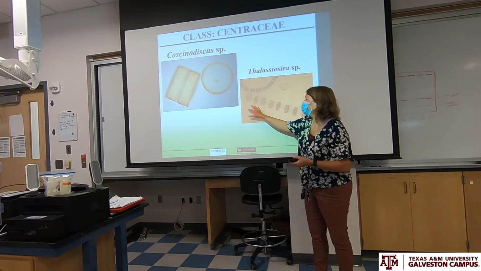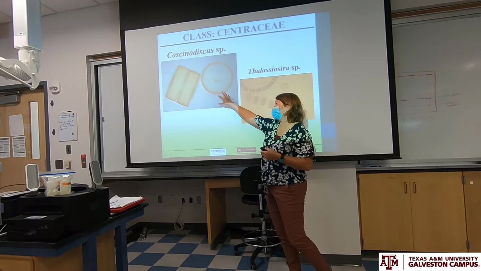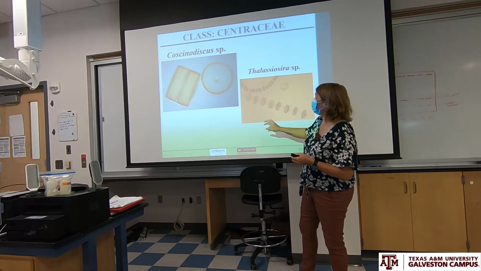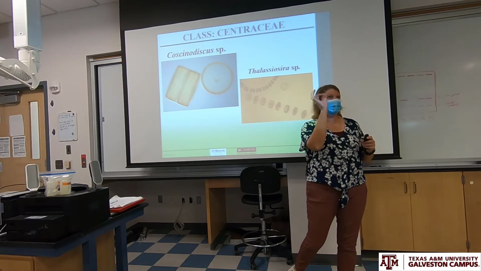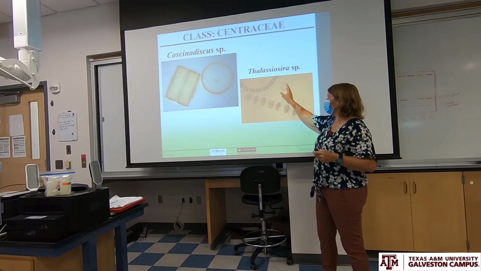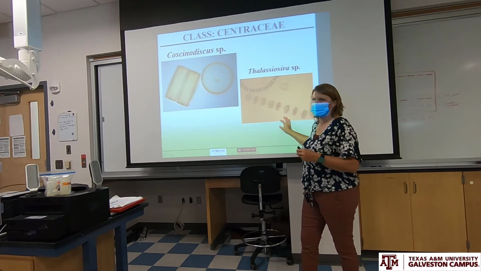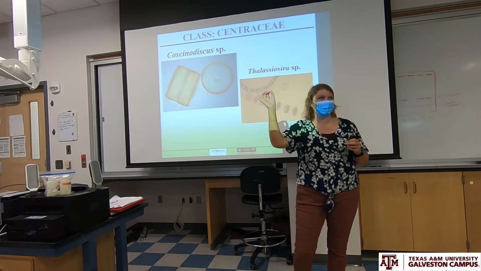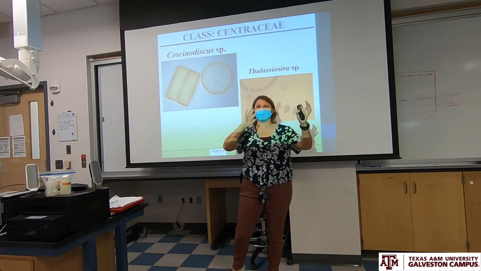So looking at these to get this kind of a view, this was probably viewed using the 10x objective, or 100 times magnification. They're pretty big. You'll see those even using the 4x objective, they're pretty big round disks. The Thalassiocyra, the individual cells are a bit smaller than the Coccinodiscus, and they also form chains. The Coccinodiscus you'll see on their own, just single cells. These are both Coccinodiscus, but looking at it from different viewpoints.